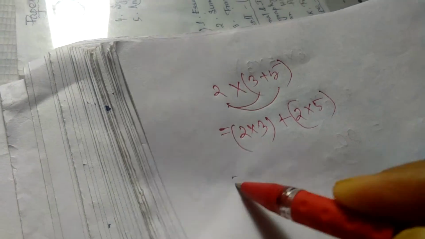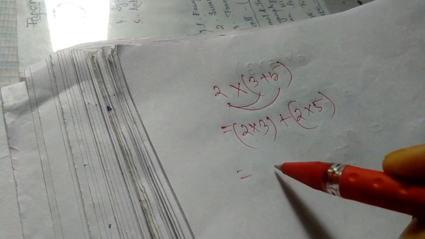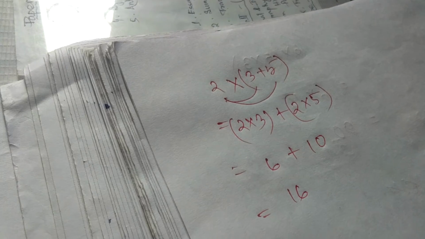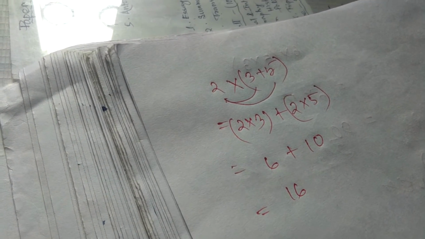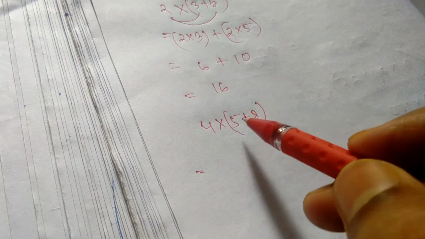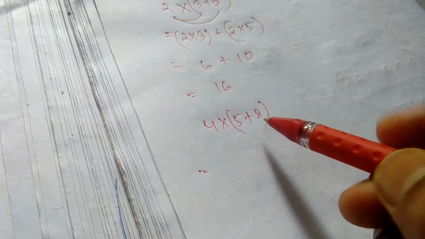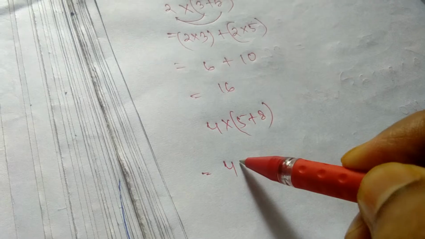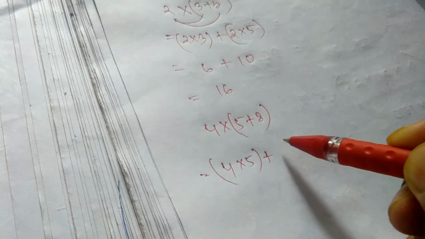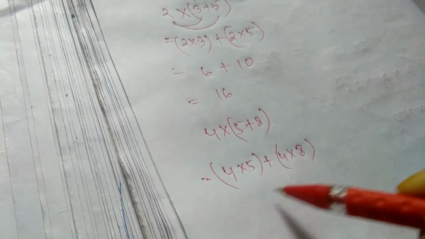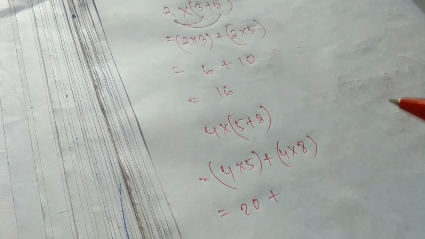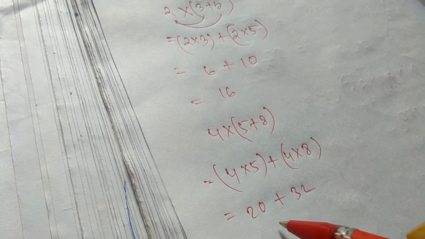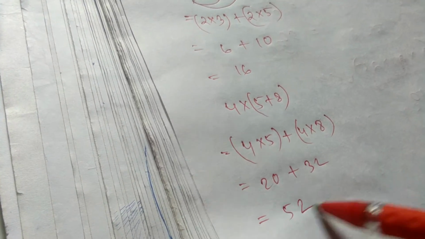So now we can do 2 into 3, 2 3s are 6, plus 2 5s are 10. Now 6 plus 10, that is 16. Clear? I am doing one more example, that is 4 into 5 plus 8. So 4 into 5 plus 4 into 8. So 4 5s are 20 plus 4 8s are 32. So 32 plus 20, that is 52.